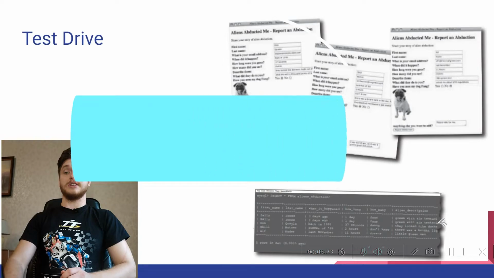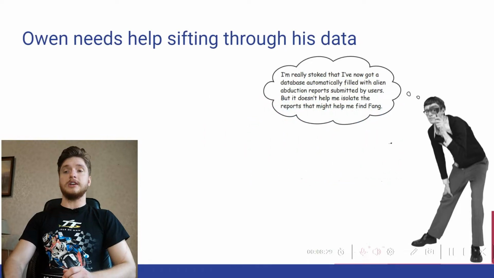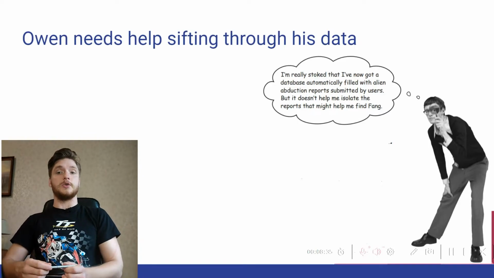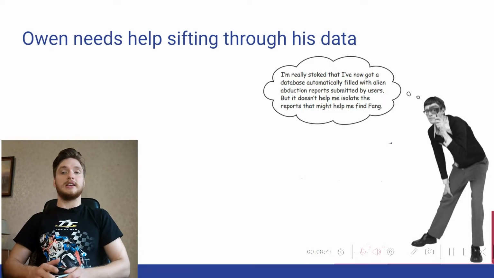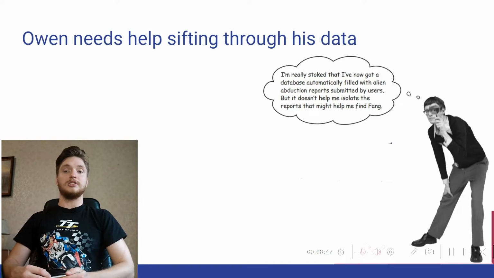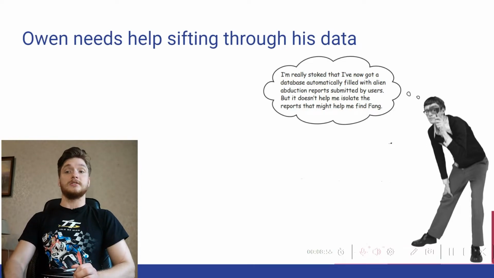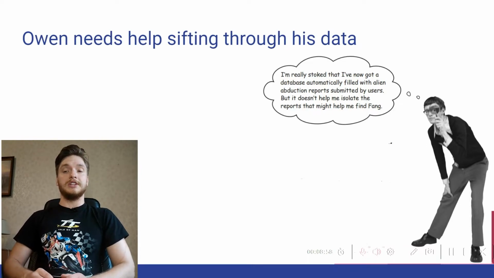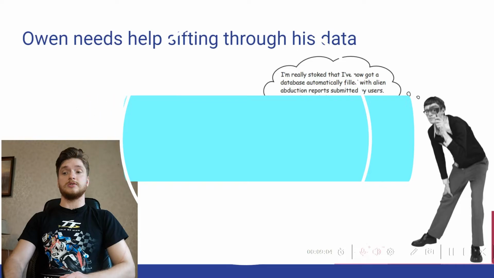Owen needs help sifting through his data. The new and improved report.php script is doing its job and automating the process of adding alien abduction reports to the database. Owen can just sit back and let the reports roll in, except that there is a new problem. More data isn't exactly making it any easier to home in on alien abduction reports involving a potential Fang sighting. Owen needs a way to find specific data, such as alien abductions where Fang was spotted.